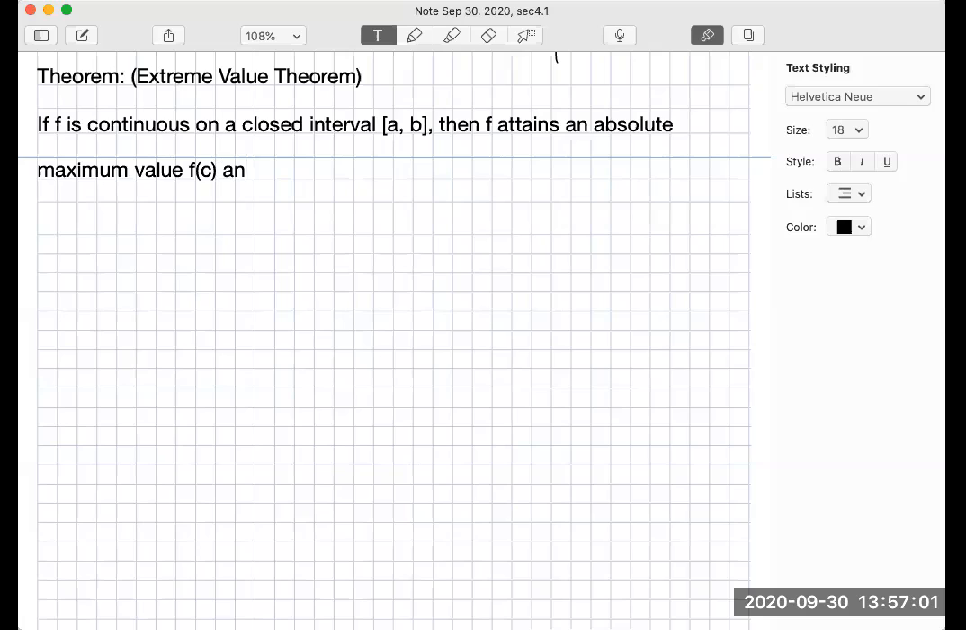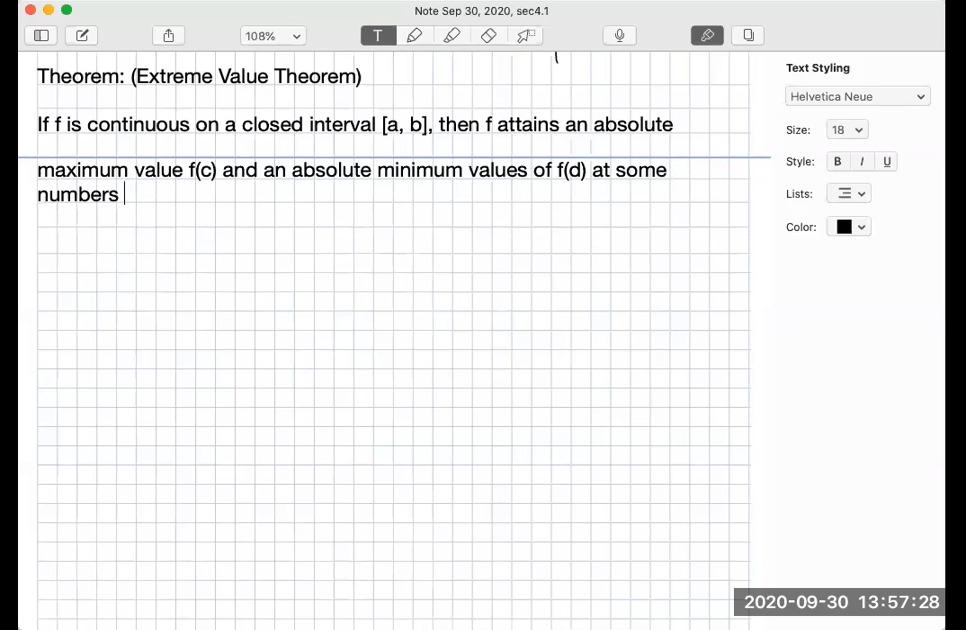f of c, and an absolute minimum, at the point d, at some numbers c and d in the closed interval AB. So it is very interesting.